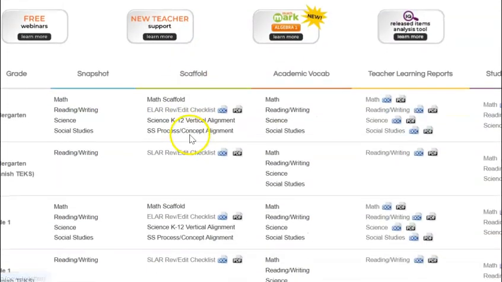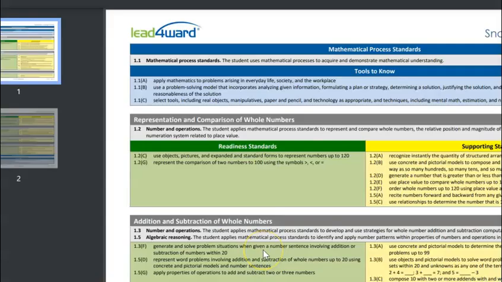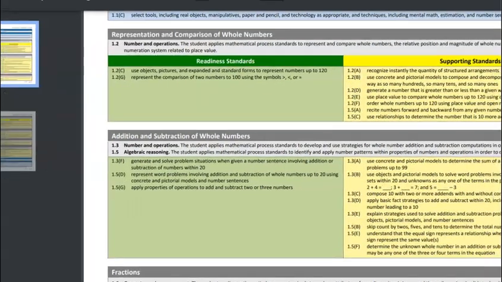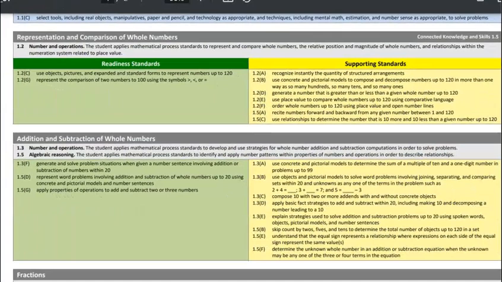Now I want to go back into Lead Forward, and let me pull my screen over. That was kindergarten, and I just kind of want to show you this progression. So when we get into first grade, we can see here that we have a lot more standards as far as adding and subtracting whole numbers. In first grade, we're going to add and subtract within 20. But it gets a little bit more complex in first grade. We're going to do it using concrete and pictorial models and number sentences, just like we did in kinder. But now we're going up to adding and subtracting within 20.